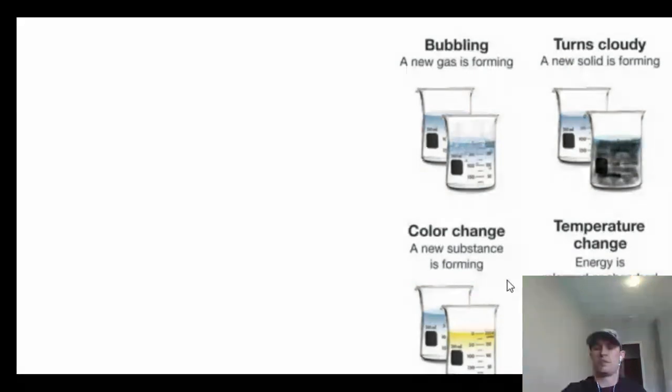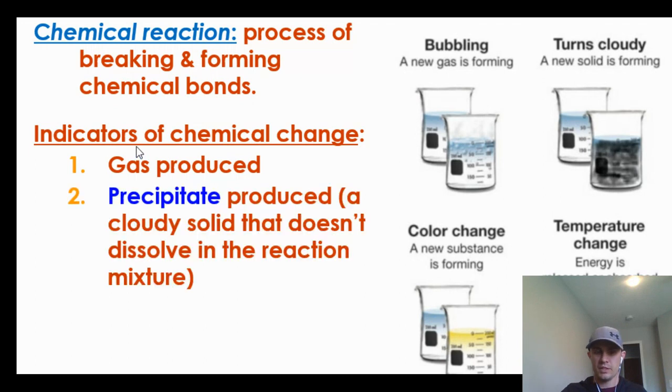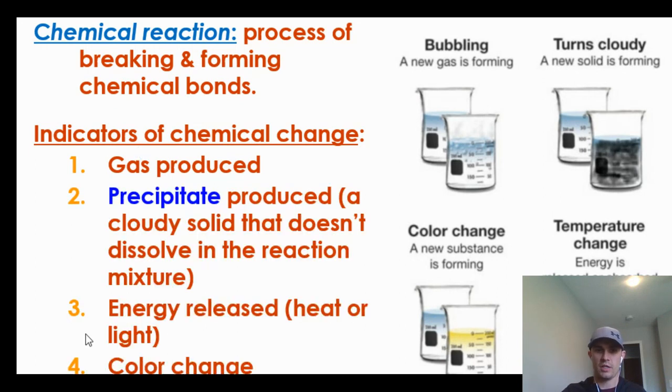So there are several different things that we can look for to indicate a chemical reaction has occurred. The 4 of them that we're going to talk about today specifically. First one is a gas being produced. If a gas is produced, that's an indicator that a chemical reaction has happened.